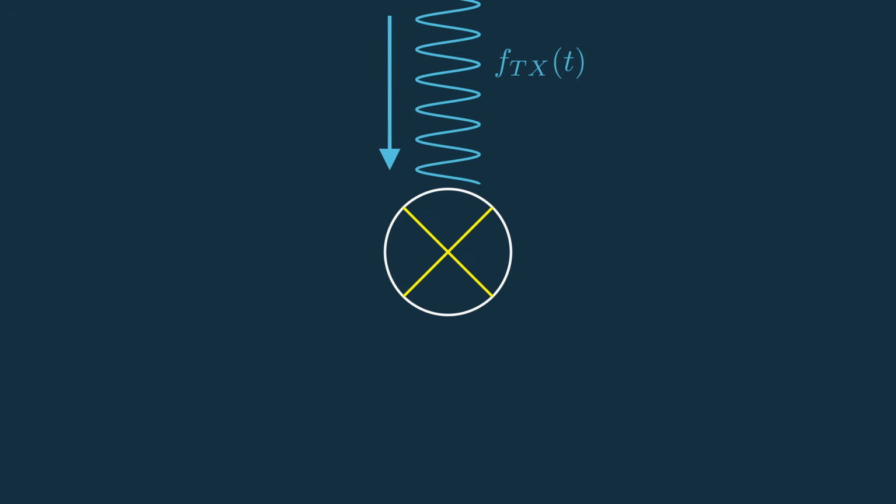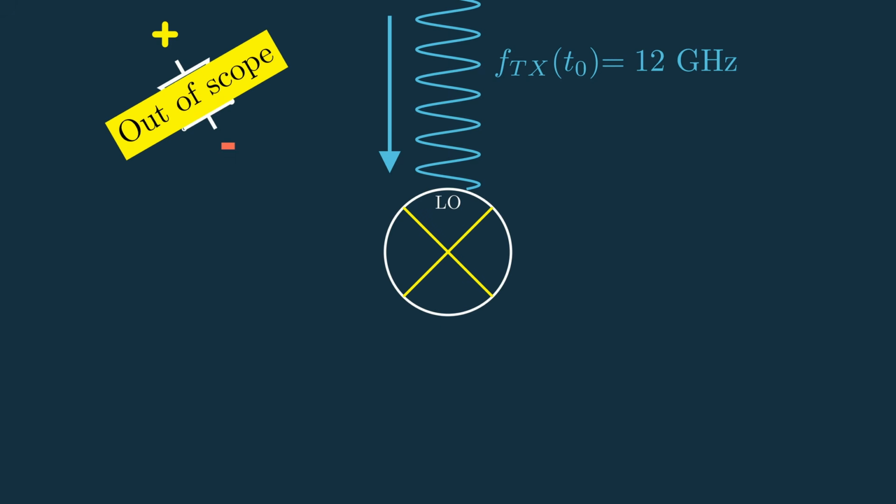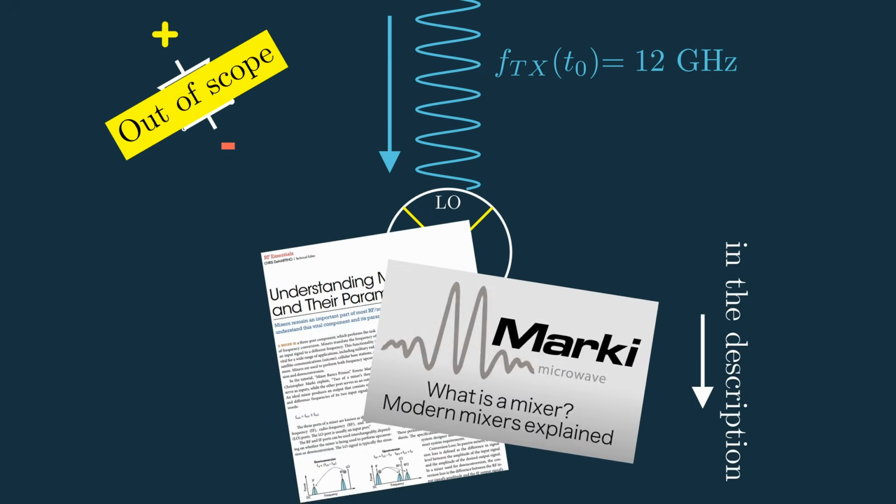First off, we have our transmit signal operating at ftx, which itself is a function of time. Let's say at t0, this is 12 gigahertz. This goes into the local oscillator or LO input of the mixer. The LO is normally the most powerful input, and so it's used to power the internal switching circuitry, but the implementation of this device is probably out of the scope of this video, so I'll link a great talk about them in the description.